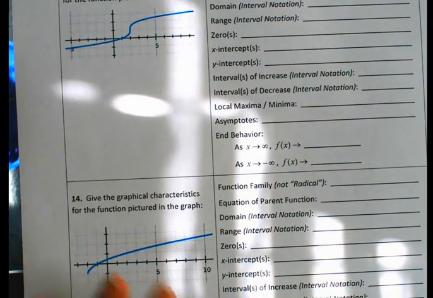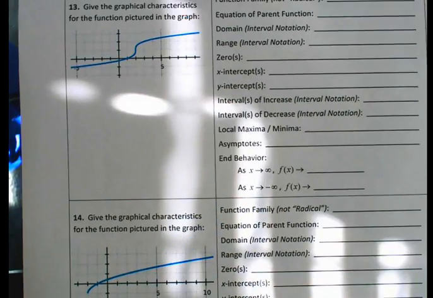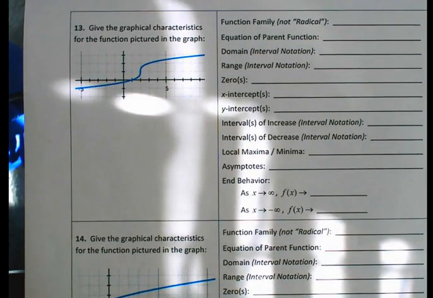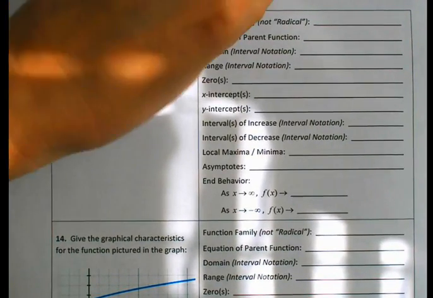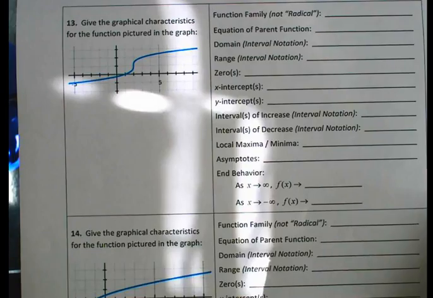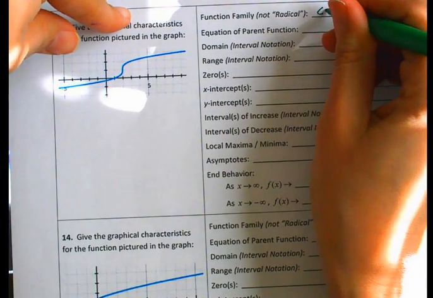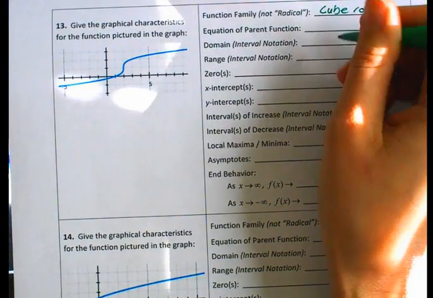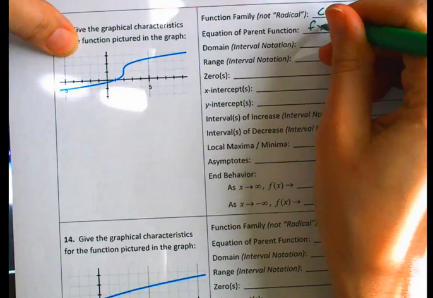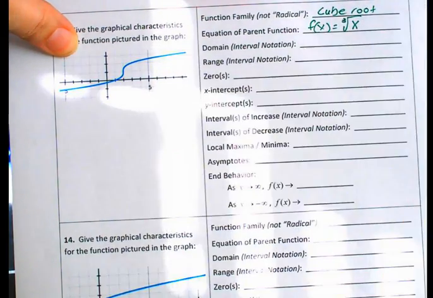All right, so give the graphical characteristics for the function pictured in the graph. So we've done this a ton of times, so let's go through this now. Looking at the picture on the left, we can tell by the shape that this is a cube root function. So the parent equation is f of x equals the cube root of x.